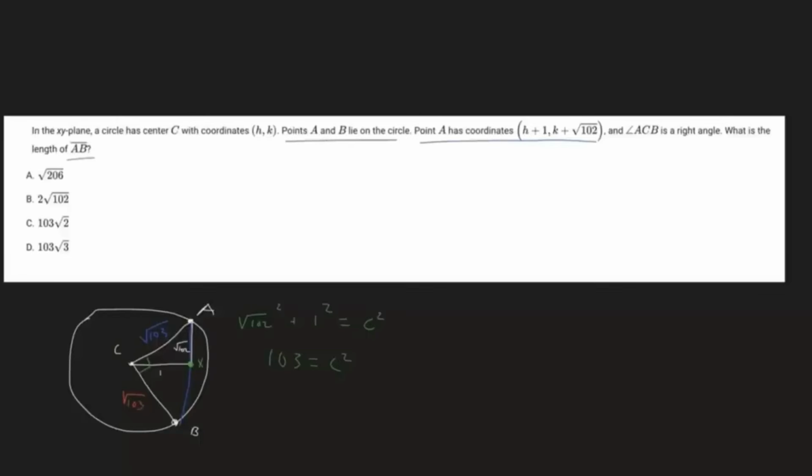And so now we know the length of two of the legs, square root 103 for both sides. We just use the Pythagorean theorem again to find the length of AB. So then we have square root 103 squared plus square root 103 squared equals C squared. So then we get 103 plus 103 is 206 equals C squared. Then we just take the square root of both sides. We can see that the answer is going to be square root 206. And so our answer choice is A.